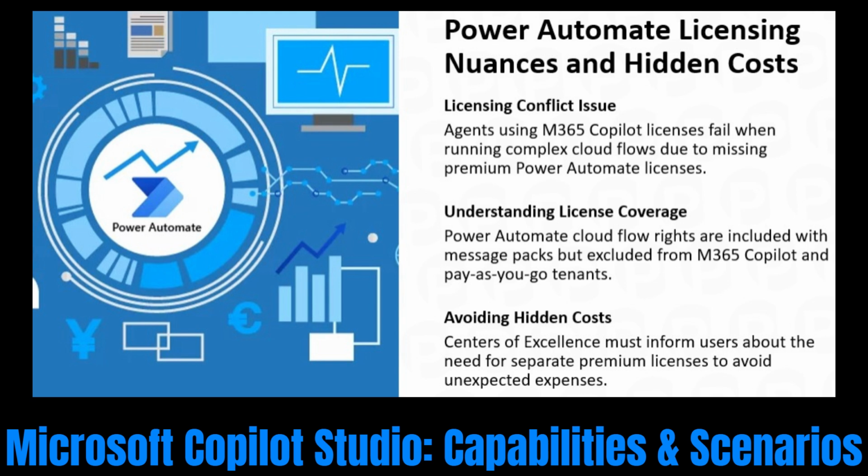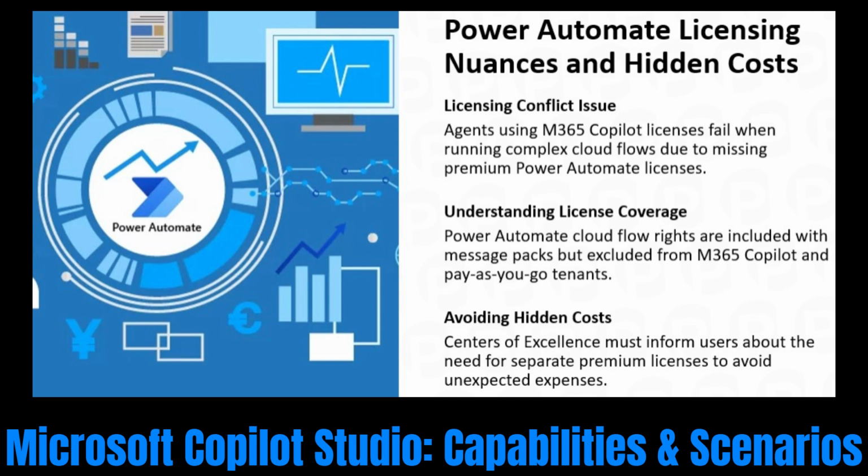Message packs do typically include the necessary Power Automate rights for flows triggered by the agent. But if you're relying only on the M365 Copilot license, or even just PAYG for Copilot Studio messages, you might hit a wall. The solution is clear guidance and potentially budgeting for separate Power Automate premium licenses if your agents need those complex background automations. Those are 4 really crucial points to watch out for: cost, user licensing, data leaks, and flow licensing. Good to know. Okay, let's try and tie this all together now with some practical scenarios.